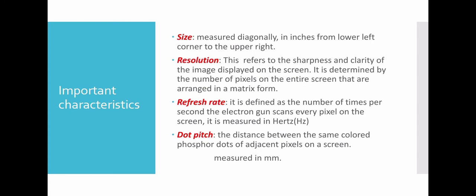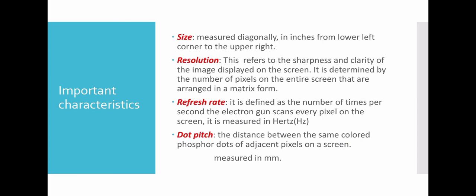Important characteristics of output devices are size, resolution, refresh rate, and dot pitch. Size is measured diagonally in inches from the lower left corner to the upper right. Resolution refers to the clarity of the image displayed on the screen, and it is determined by the number of pixels on the entire screen. Refresh rate means the number of times a display refreshes in a second. A higher refresh rate is generally better as it displays the content smoother.